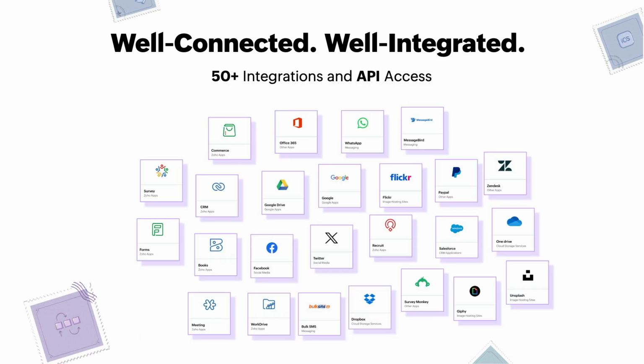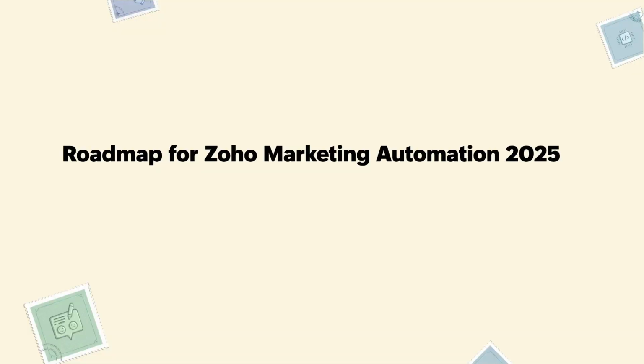And these are the well-connected integrations with Zoho marketing automation. So we have in-house applications, and we also have third-party applications with Zoho marketing automation. Next, the roadmap for Zoho marketing automation 2025. So what's in our roadmap for marketing automation?